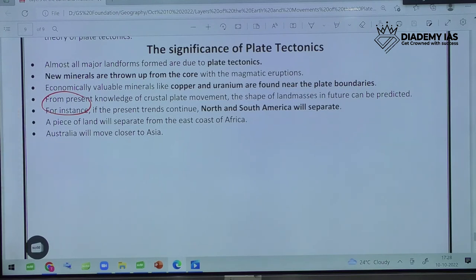Now economically valuable minerals like copper and uranium are found near the plate boundaries. Now do you get the meaning of the statement? Near plate boundaries, magma is coming out. Within magma, so many minerals.